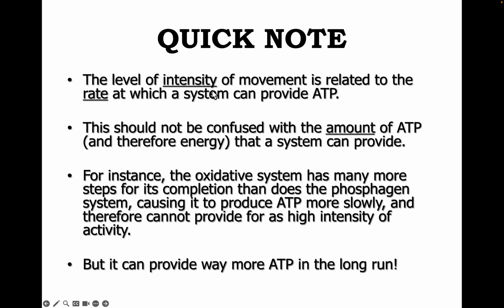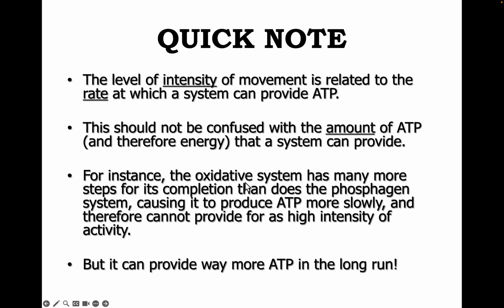Now, this is important to note because the intensity of movement is separate from the amount of ATP that a system can provide. Some energy systems can provide ATP very rapidly, but they cannot produce a ton of ATP. On the flip side, some energy systems provide a lot of ATP, but they do so very slowly.